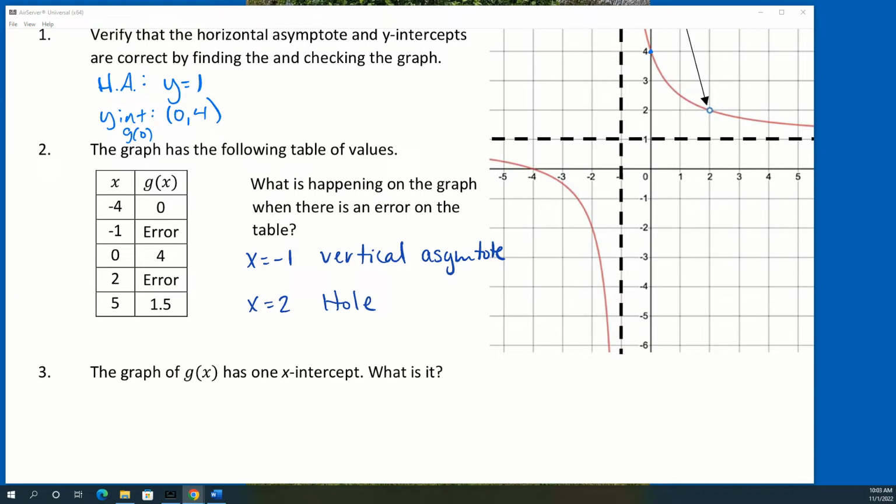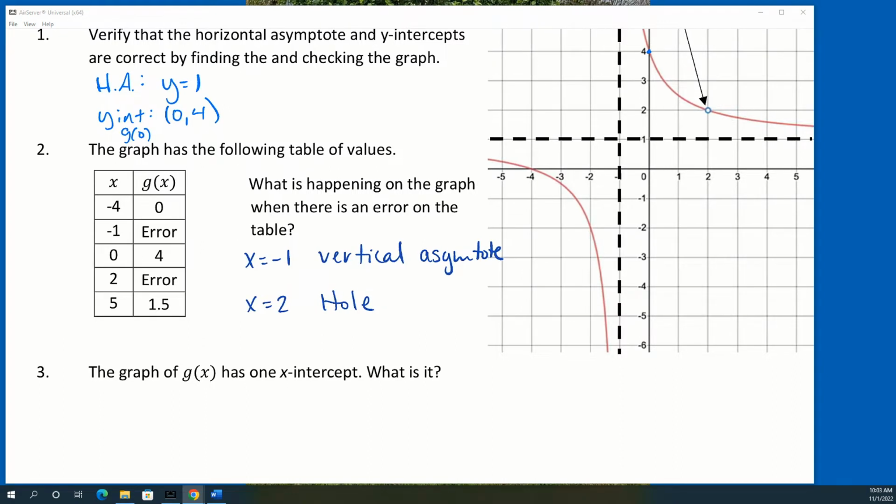So the function is going to be undefined every time there's a hole and every time there's a vertical asymptote. That value is just missing. There is nothing there. And we'll talk about why in just a second. Okay, and then the graph has one x-intercept. These can have more than one x-intercept, but this one only has one. And where is it? At negative 4. So (-4, 0) right here. All right.